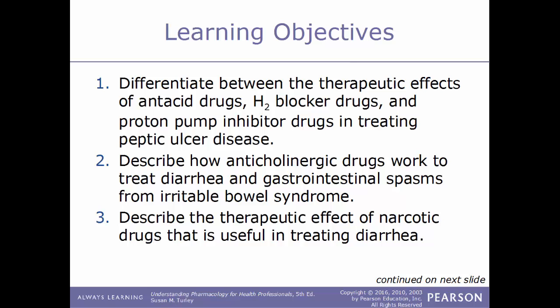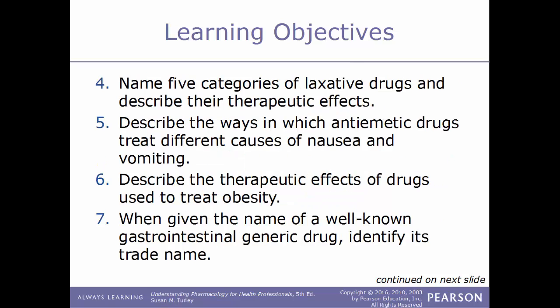Describe how anticholinergic drugs work to treat diarrhea and gastrointestinal spasms from irritable bowel syndrome. Describe the therapeutic effect of narcotic drugs that is useful in treating diarrhea. Name 5 categories of laxative drugs and describe their therapeutic effects. Describe the ways in which antiemetic drugs treat different causes of nausea and vomiting.